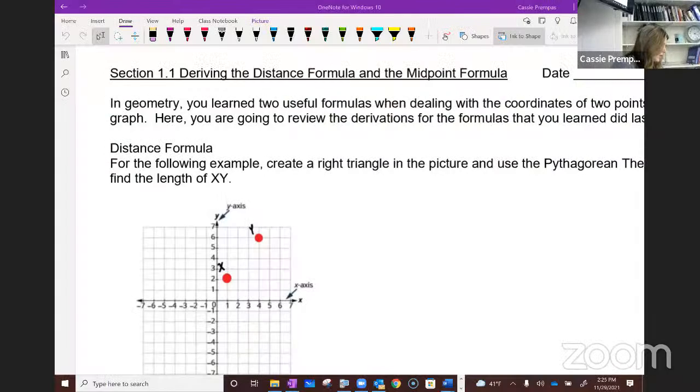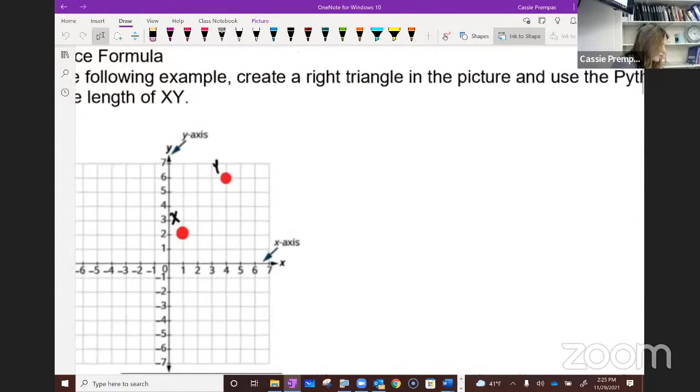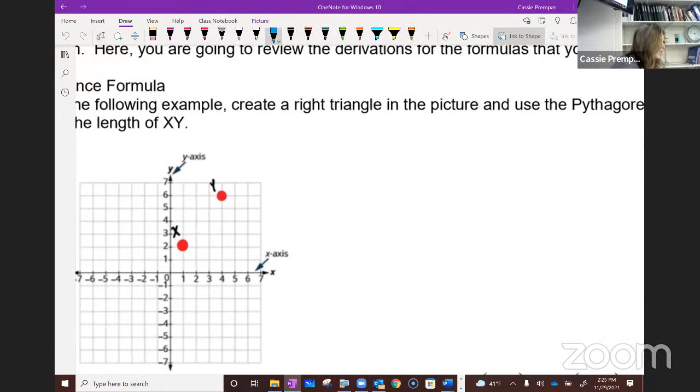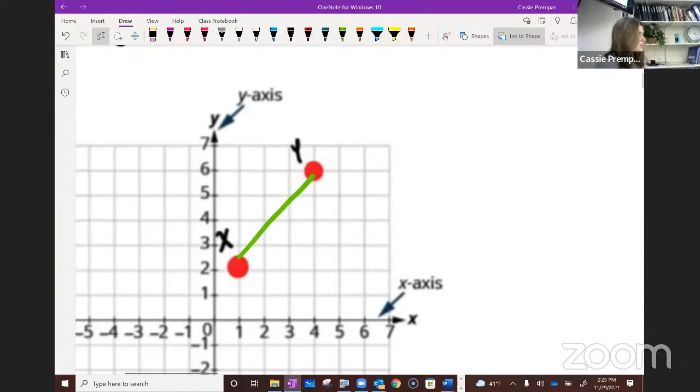in geometry. For the following example, if you didn't know much about the XY coordinate plane, you could find the distance between X and Y using what you know about geometry. How would you find the distance? Well, you learned a theorem called the Pythagorean theorem that allowed you to find the distance as long as you were using a right triangle.